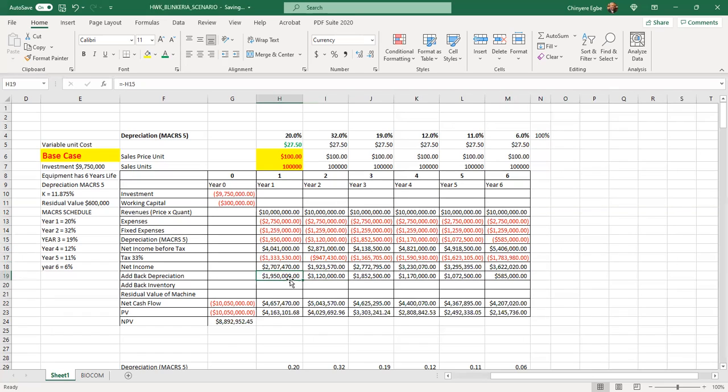Okay. And you drag that one through. Okay. So now you have to add back inventory. That's the working capital. Okay. And so V equals minus G11. Okay. And you add back the residual value of the machine, which is given.